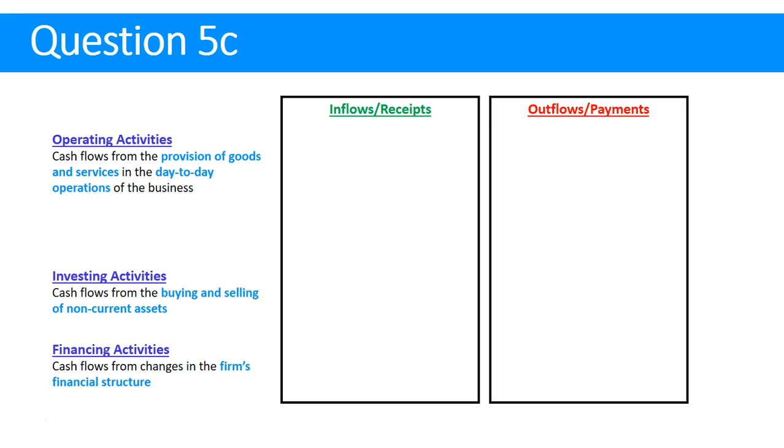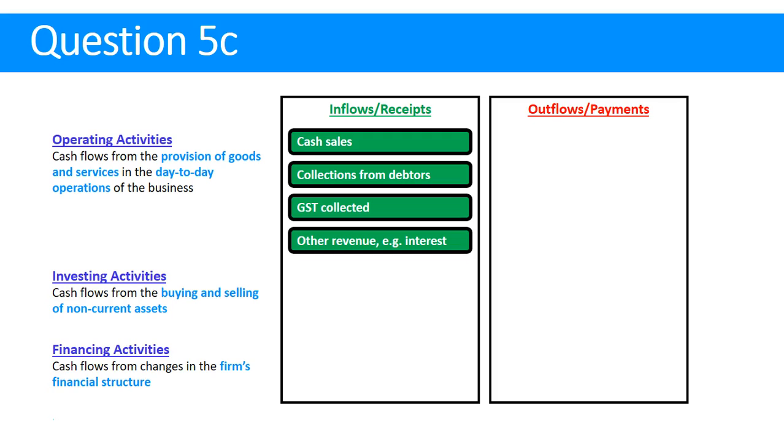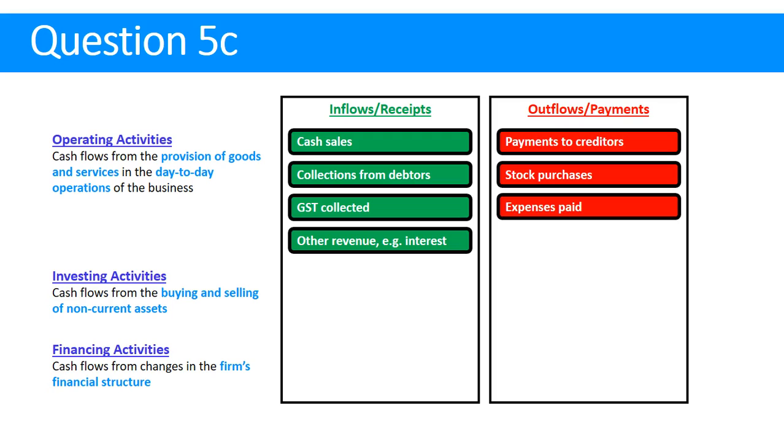Now in particular, we're told that operating activities are less than net profit, so let's try and remember what they are. Operating activities, we're looking at inflows from cash sales, collecting from debtors, or GST collected. Could also be other revenue, such as interest, as long as it's actually been collected, say maybe a commission as well. And on the other side, the payments will be payments to creditors, buying stock, paying for expenses, and paying GST. So they're the ones we're going to look at.